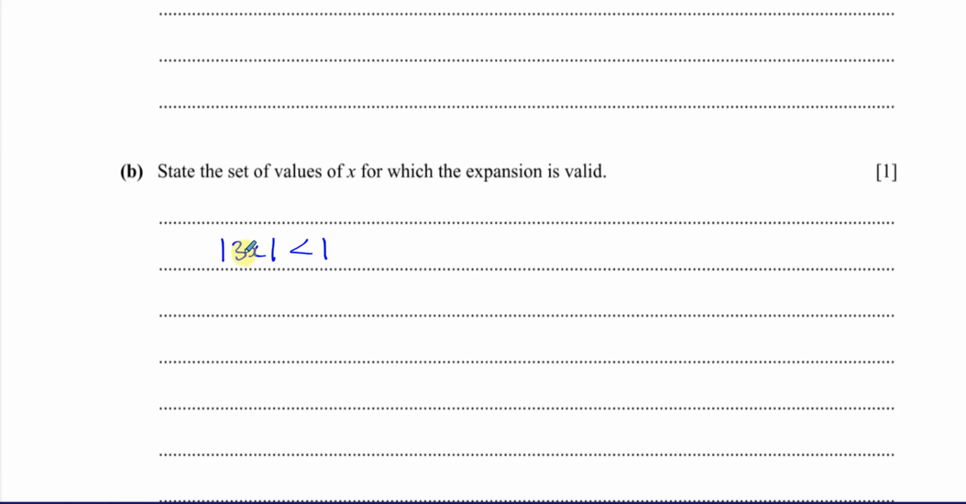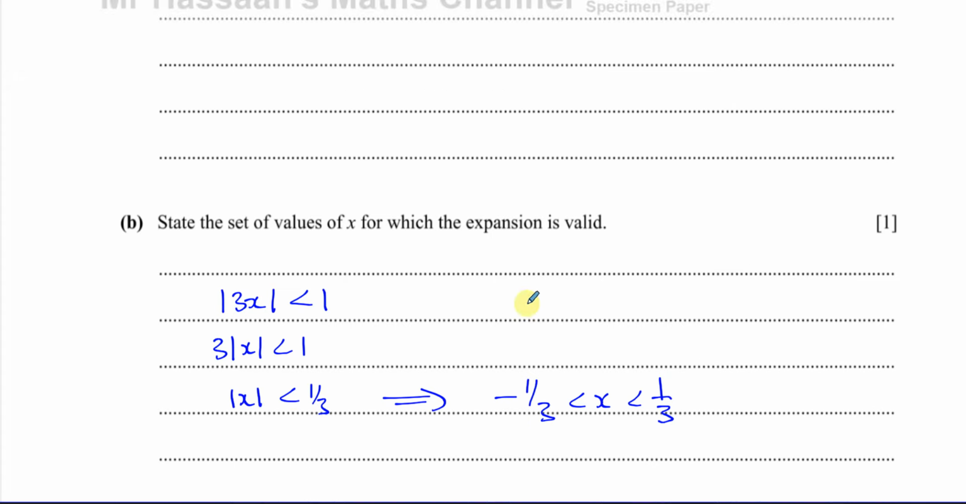As I mentioned, this is the same as saying 3 times the modulus of x is less than 1, which is the same as saying the modulus of x is less than a third, which, if you want to write it as an inequality, means x should be between minus 1/3 and 1/3. I'm sure that both of these will be acceptable. Both of these answers will be acceptable. All right, so there's the answer to part B.